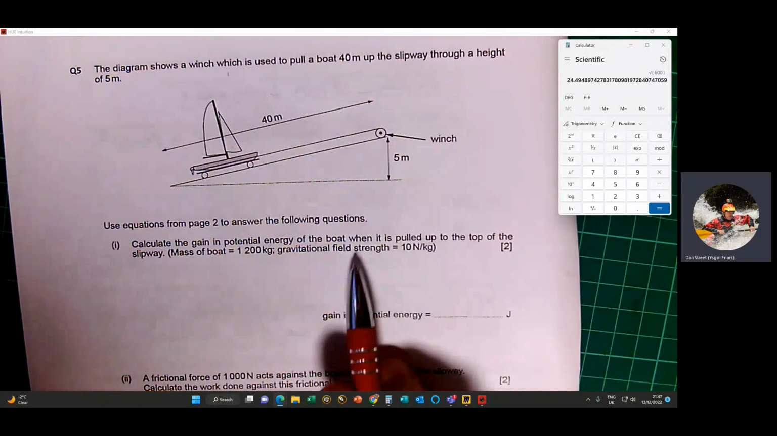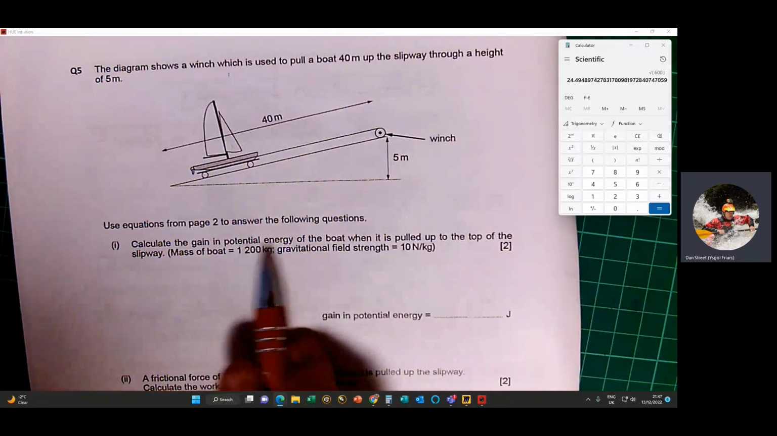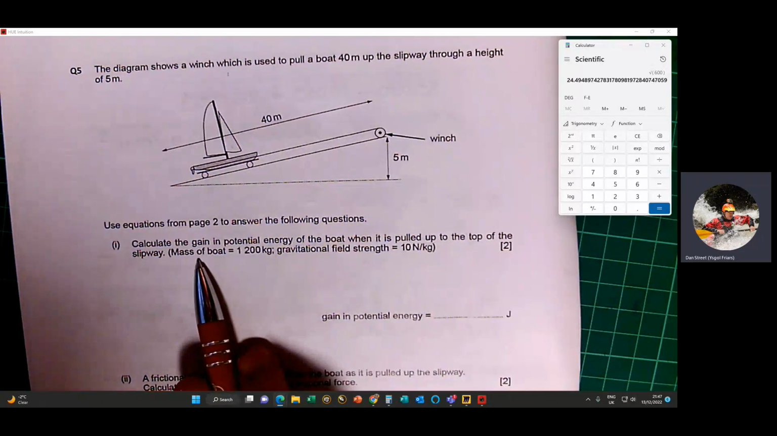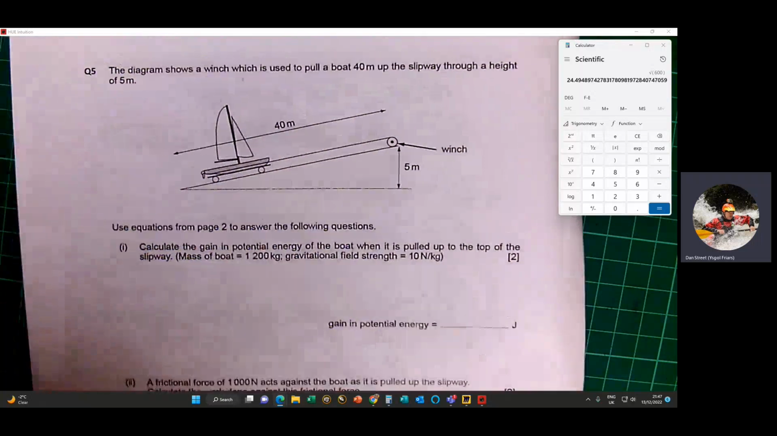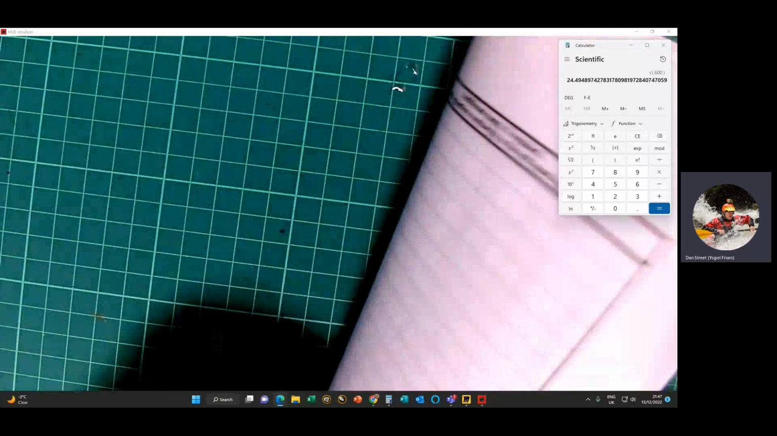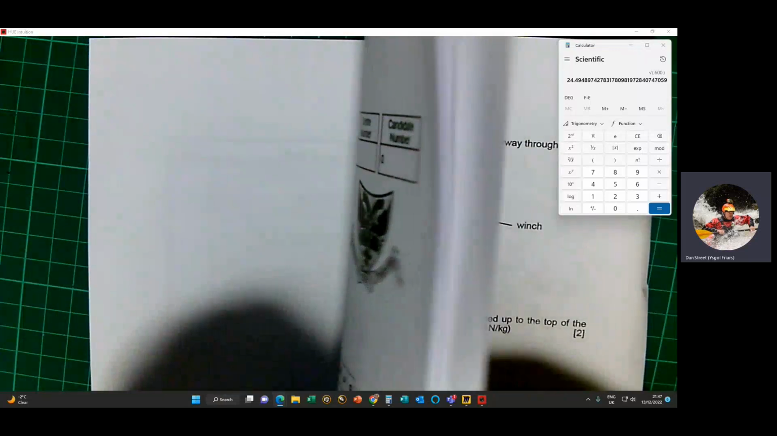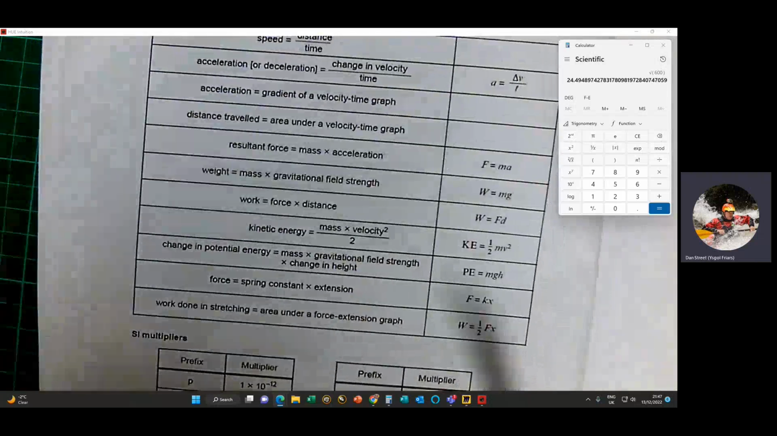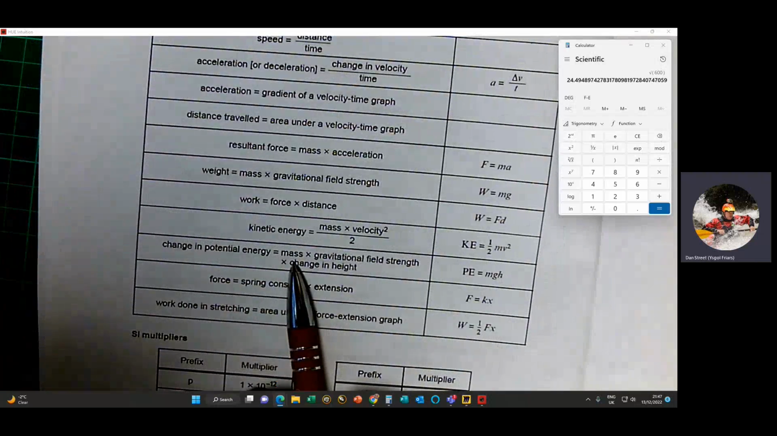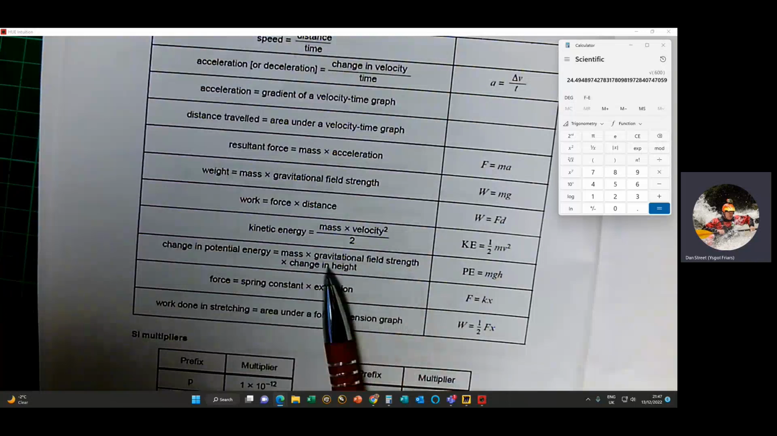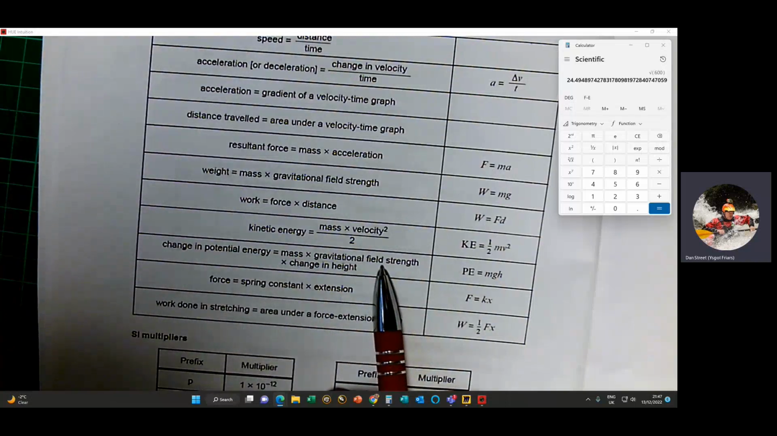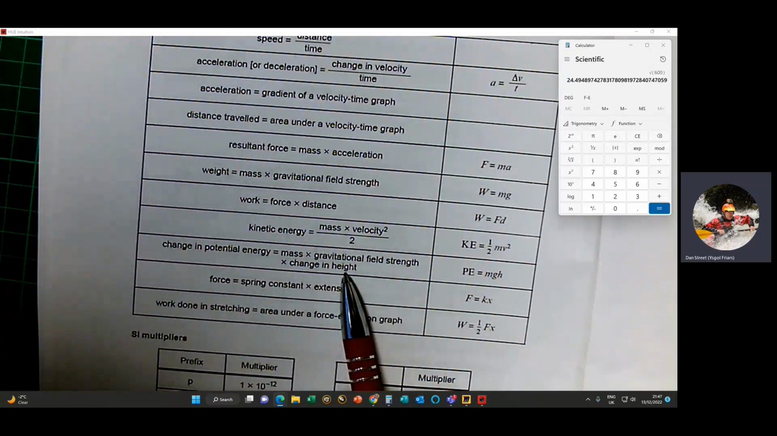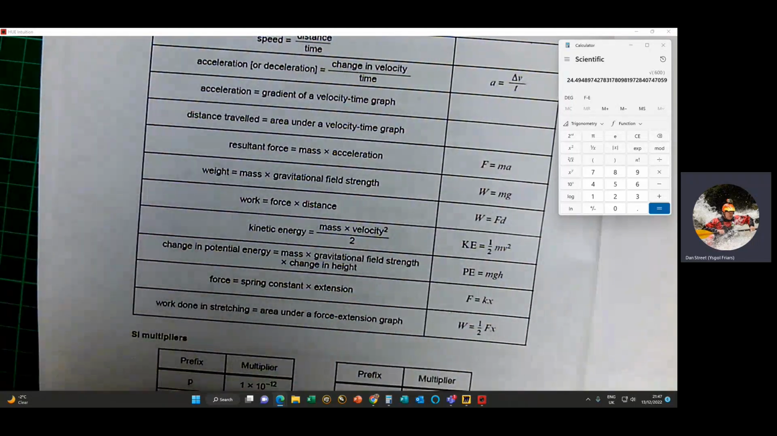So we're looking here for an equation that allows us to calculate potential energy using a mass and using a field strength, and possibly using some information from the question. So if we refer back to page 2, looking for an equation that deals with potential energy. Okay, so the change in potential energy is mass times gravitational field strength times the change in height. So we do have the mass of the boat, we're given the gravitational field strength, and in the diagram we're told the height that the boat is lifted up.